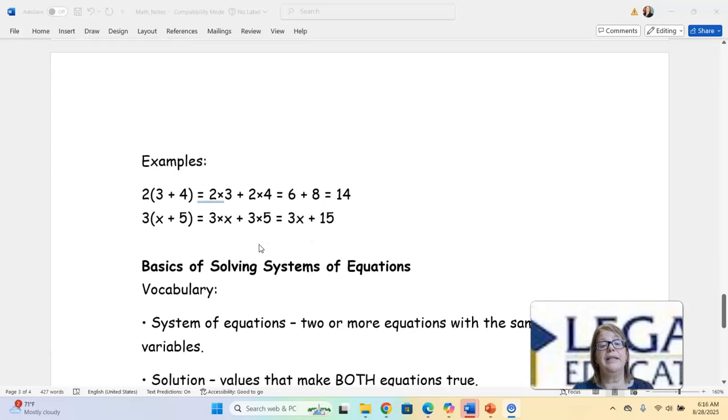So I think looking at an example in this case is helpful. So you're actually multiplying 2 times 3, and you're multiplying 2 times 4. And then you're going to add. So you don't add first. You multiply, and then add. That equals 6 plus 8 equals 14.